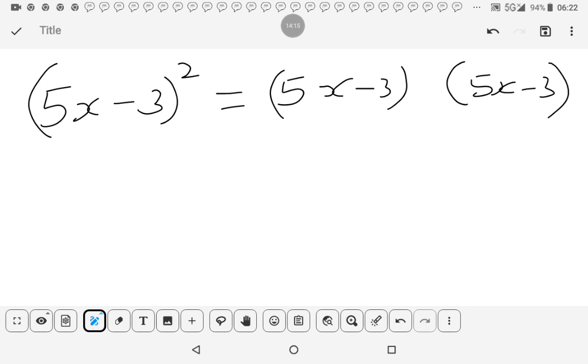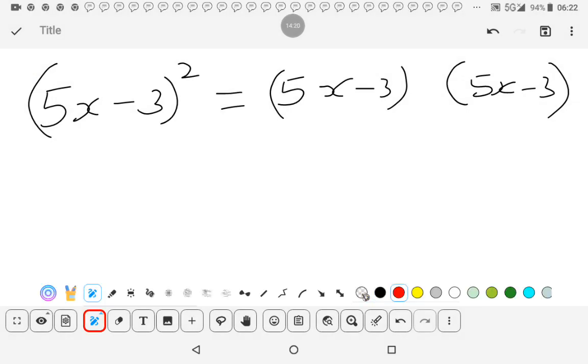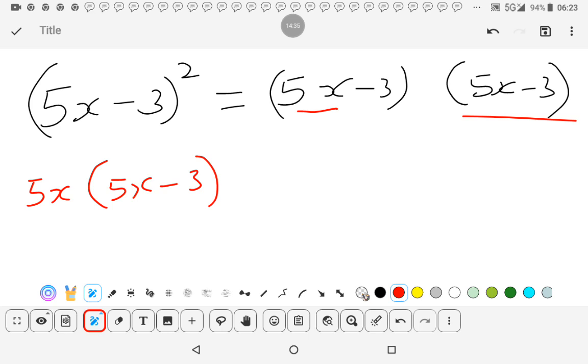And how do you expand? You take the first term and multiply with all the terms of the other bracket. You take the first term here, which is 5x, multiply with all the terms of the other bracket, which is 5x minus 3. Then you take the next term, which is minus 3, also multiply with all the terms of the other bracket, which is still 5x minus 3.